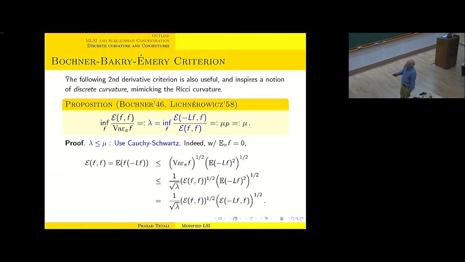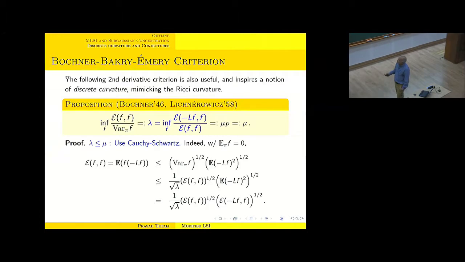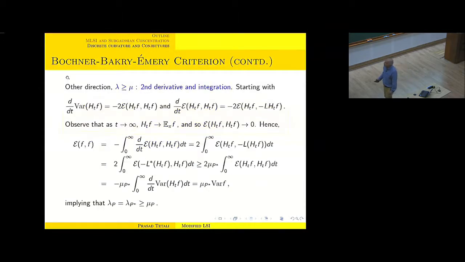Okay, so let's see the proof. One direction is Cauchy-Schwarz, as I indicated here. So assume the mean is 0. The definition of the Dirichlet form is this inner product of f and minus Lf. By Cauchy-Schwarz, you get that, and then replace this by that. If you square these two sides, then you get the conclusion. So let's see the other side, which is, as I said, second derivative and integration. Neither side is particularly difficult, so it's probably more surprising that it's useful.